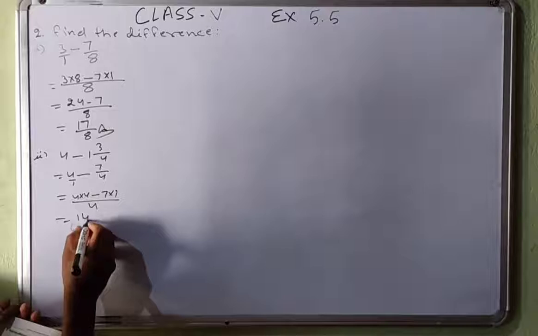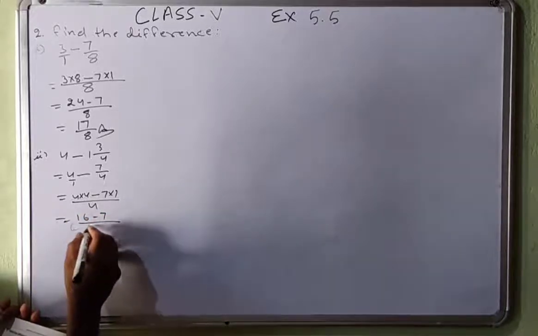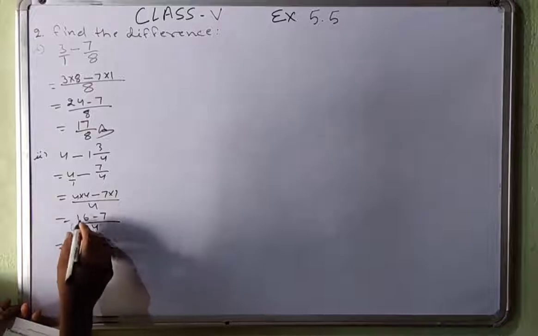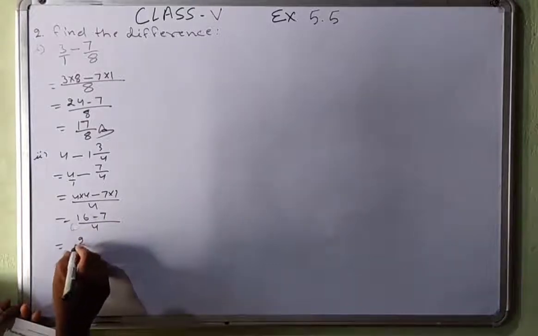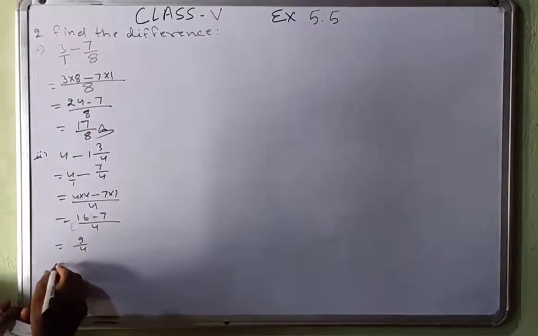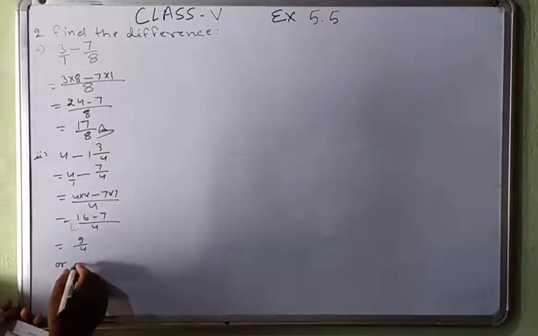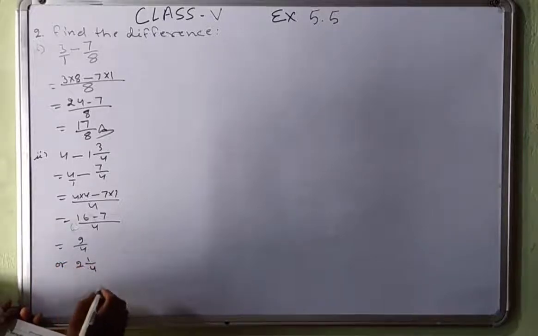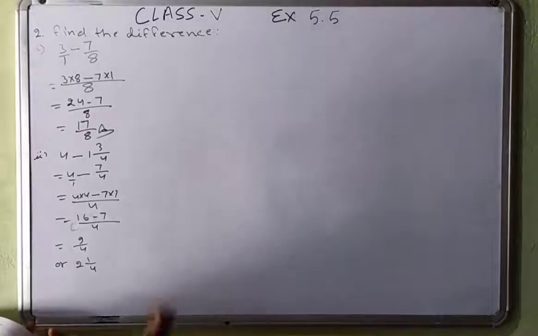4 fours are 16, minus 7 ones are 7, and then 4. So 16 minus 7, this is 9 upon 4. This is the answer, or you can write it in mixed fraction also: 4 twos are 8 and 1 upon 4.